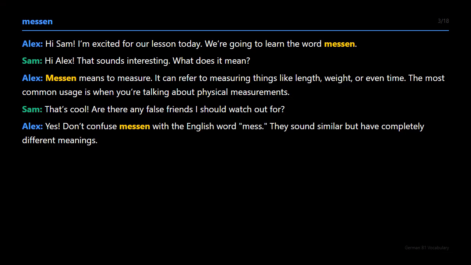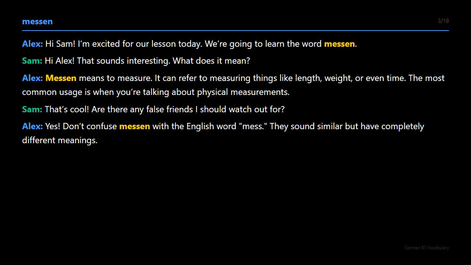We're going to learn the word messen. Hi Alex. That sounds interesting. What does it mean? Messen means to measure. It can refer to measuring things like length, weight, or even time. The most common usage is when you're talking about physical measurements.